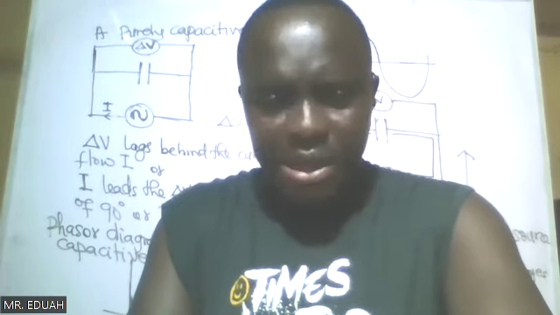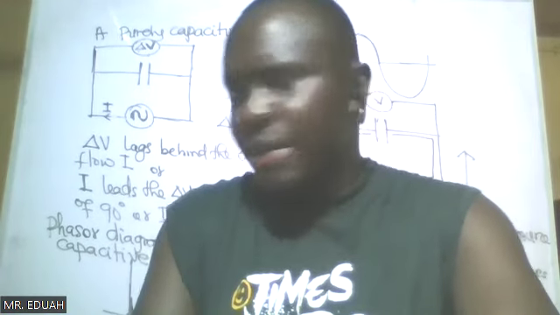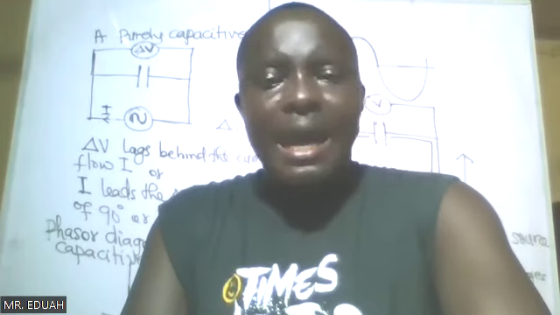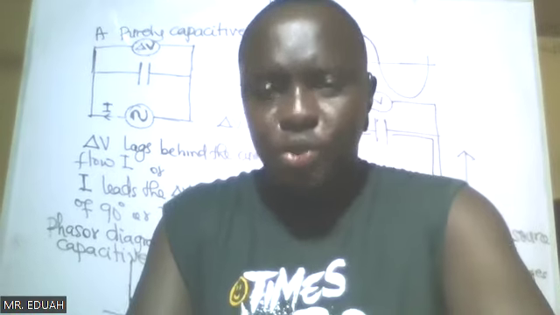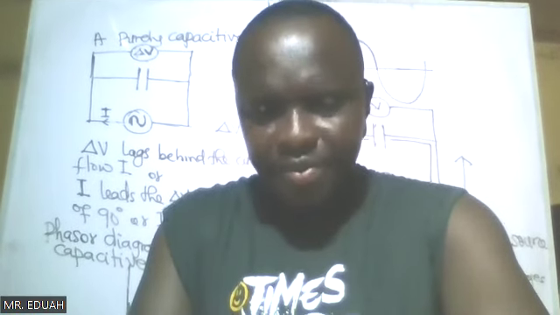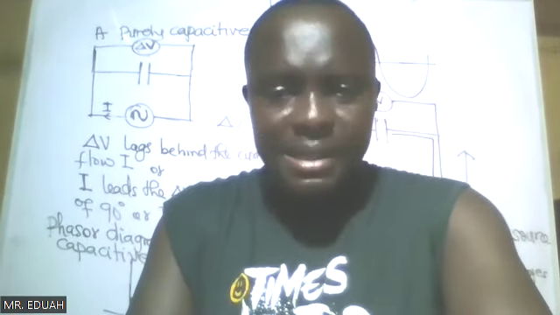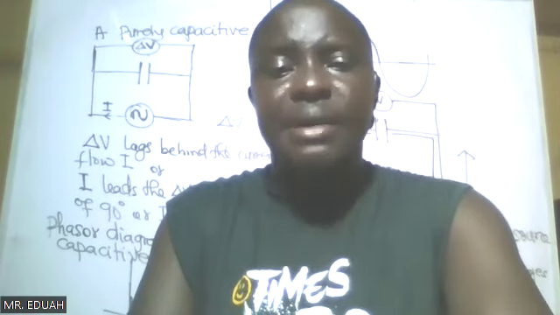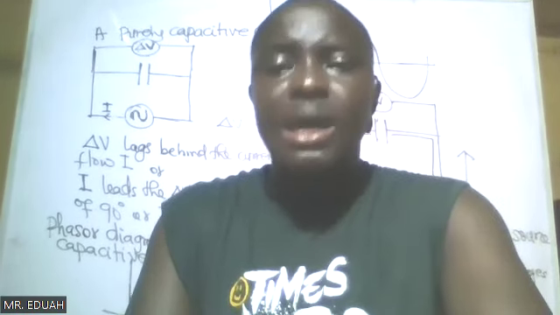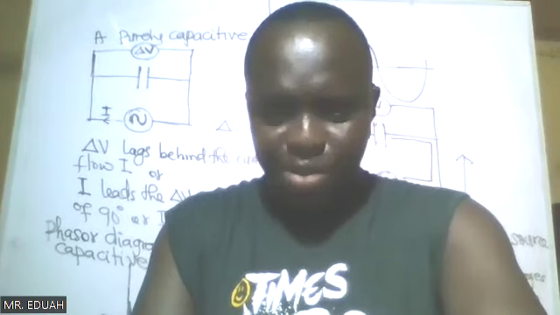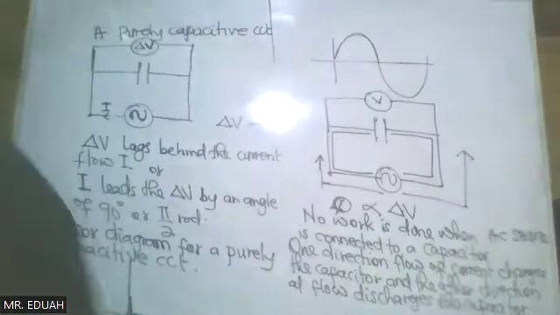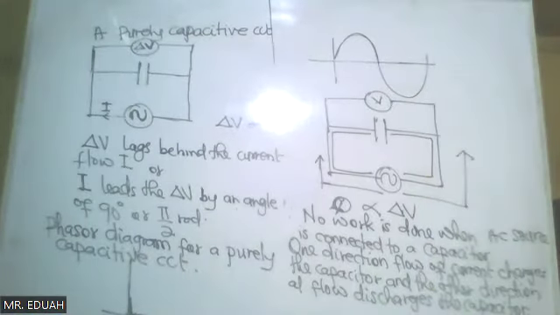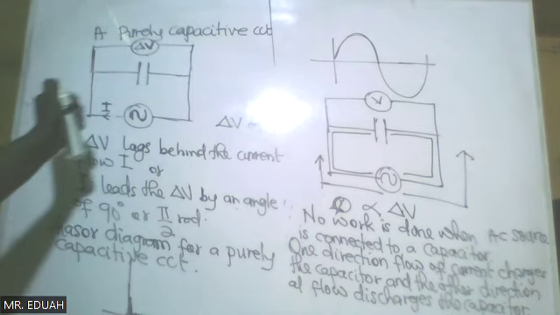If you are a current and you are not changing direction and magnitude, an inductor has no problem with you. But the moment the current changes direction and magnitude, an inductor has a problem with you. So in a circuit, if you connect a resistor and an inductor, this is how the two behave.